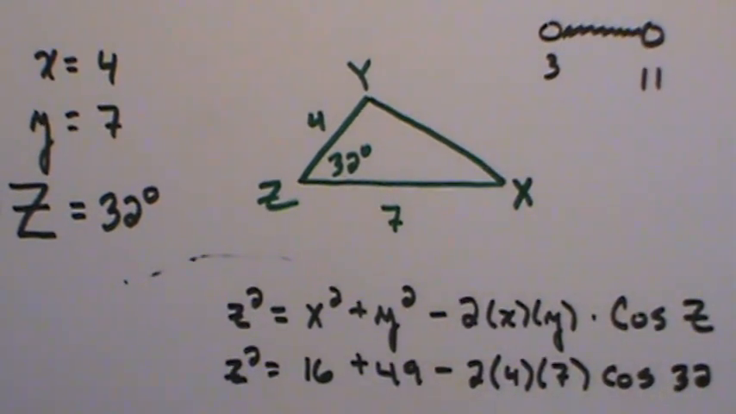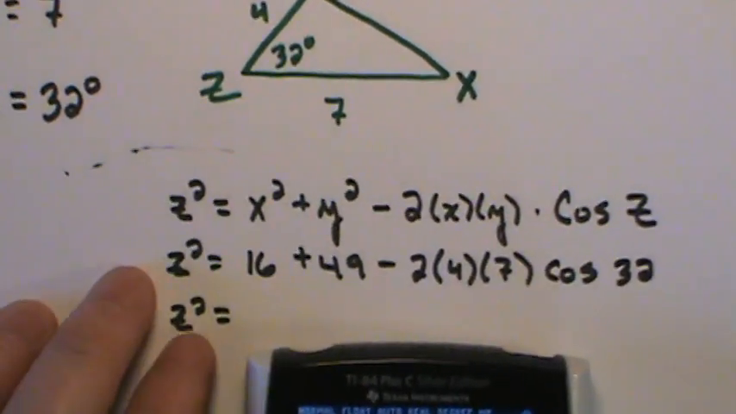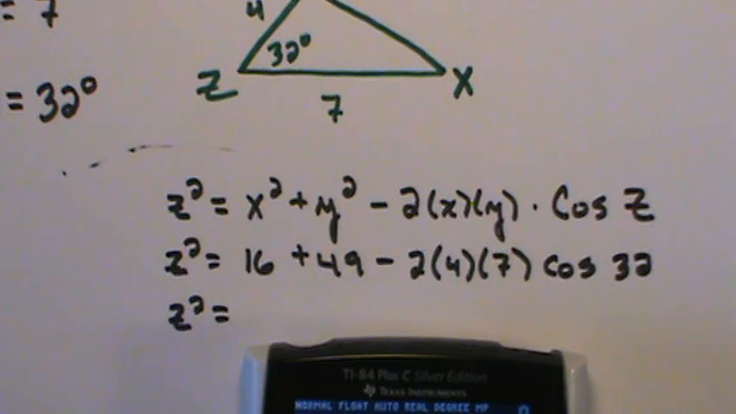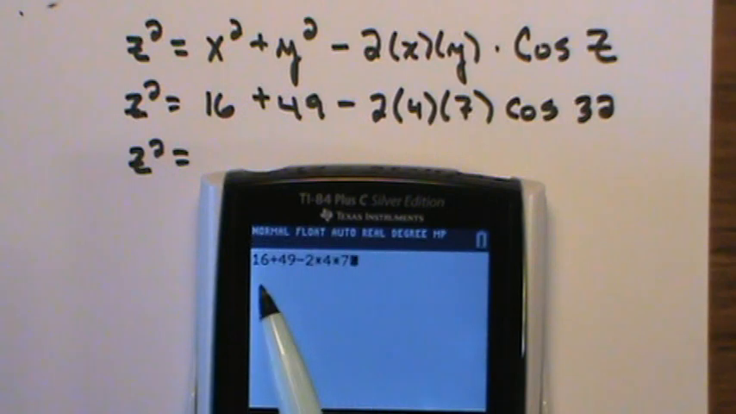Looks like a lot of work there, but really my calculator can handle most of this. So I'm going to go to my calculator and type exactly what I see. I'm going to say 16 plus 49 minus 2 times 4 times 7 cosine 32.